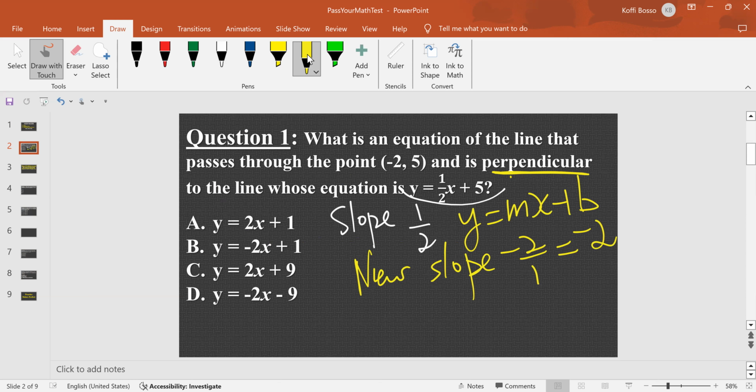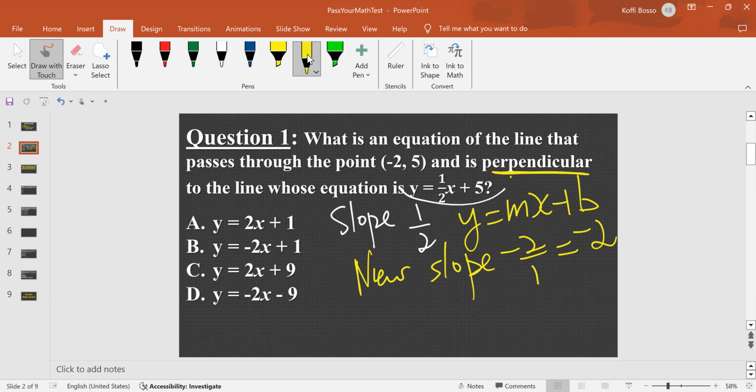Understand that if the given line has a negative slope, using the negative reciprocal will turn it to positive before you flip it. So the new slope is negative 2.